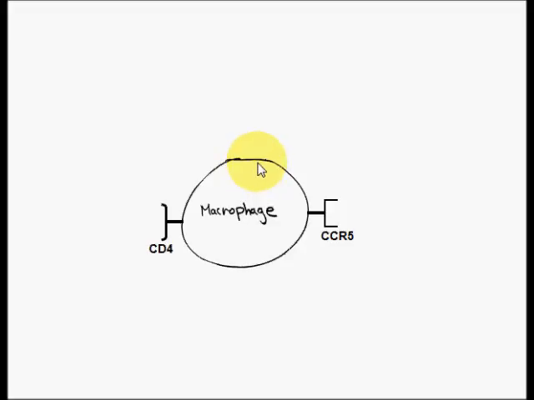While we're looking at the macrophage, I might also say macrophage, either is correct. CD4 and CCR5 are present. And again, we mentioned these receptors being very important to keep in mind when we talk about the course of infection with HIV.